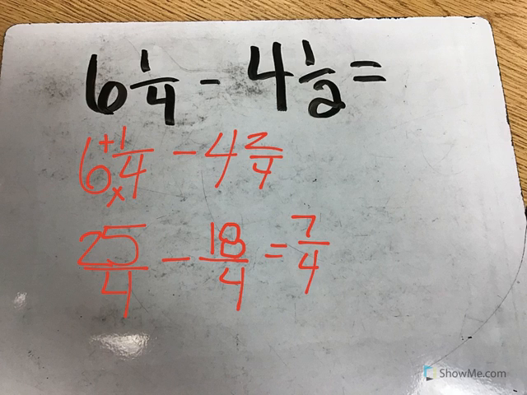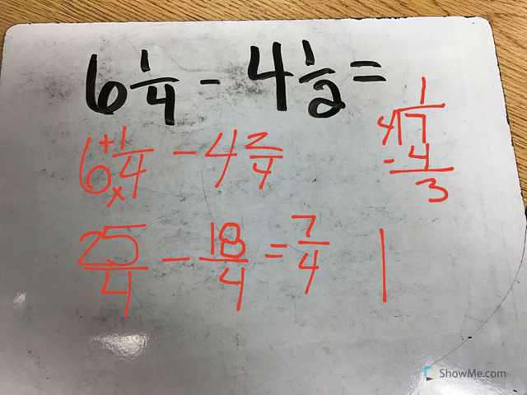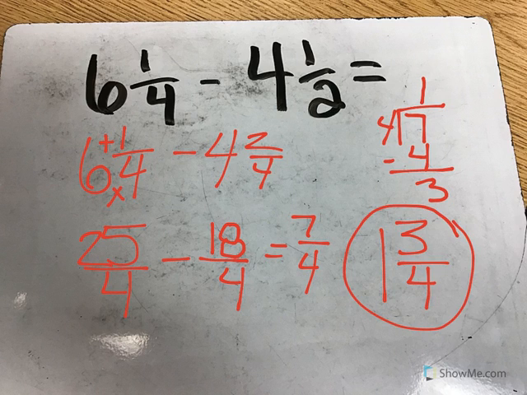My answer is an improper fraction, so I need to simplify it. Top in, bottom out, divide the numerator by the denominator. 4 will go into 7 one time. 1 times 4 is 4. 7 minus 4 is 3. So the quotient, the 1, is my whole number. The 3, the remainder, is my new numerator, and my denominator stays the same. So either way I solve it, I get 1 and 3/4.